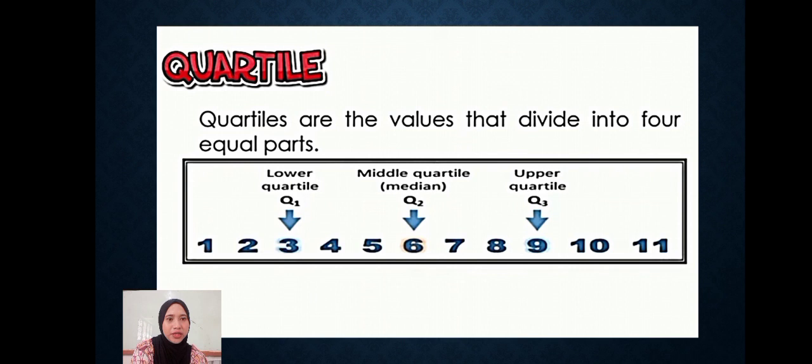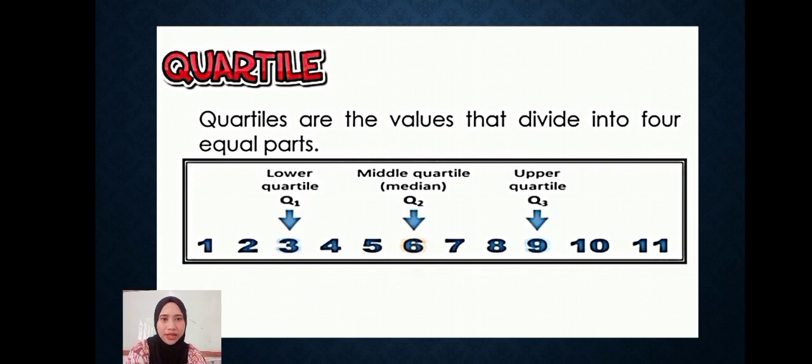From 1 to 3, those are the numbers included in the lower part. Then the second part is 4, 5, and 6. Then 7, 8, 9 is the third part. And 9, 10, 11 is the fourth part.